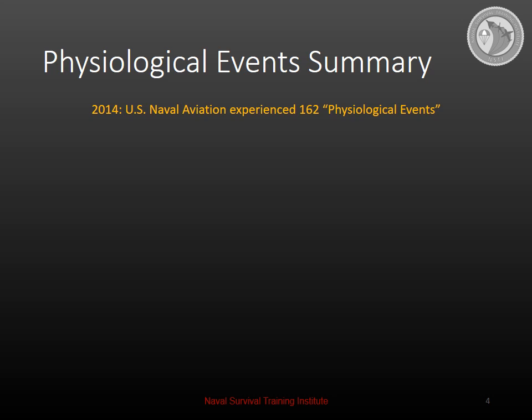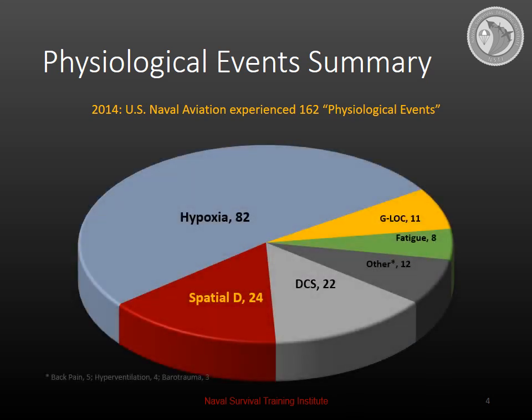In 2014, the United States Naval Aviation had 162 physiological events. I won't go into great detail on what exactly a physiological event is, but we can see a breakdown here of what the causes of those physiological events were. About half of them are hypoxia. If you remember, 2014 was when there was a large spike in hypoxia or hypoxia-like events in aircraft, and this was a big concern and continues to be in naval aviation.